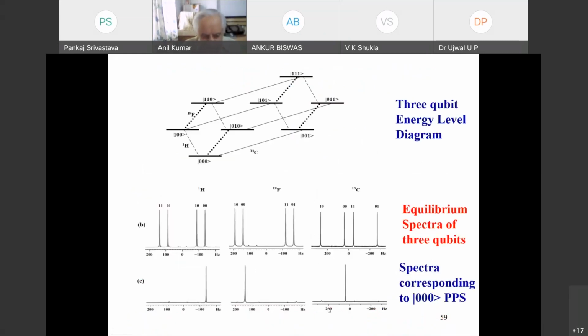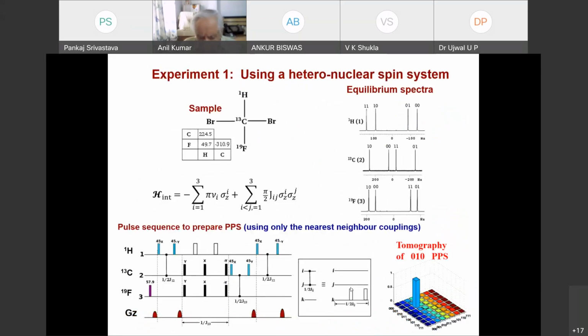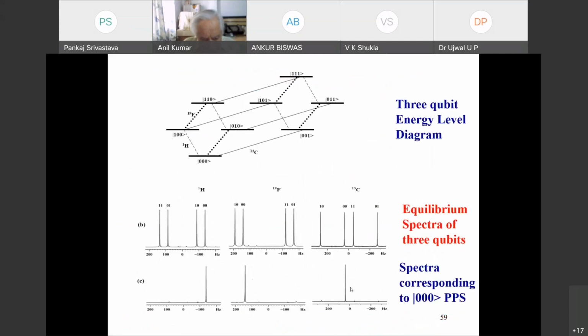Yeah. Here's the result. Here's the pseudo-pure state. A pseudo-pure state can be represented by this spectrum also, or by tomography. Tomography was very beautiful. I liked the tomography, but you had to do a lot of experiments to get the tomograph. And here, to read this spectrum, one needs only 3 spectra: proton, fluorine, carbon 13, and you get 1 line each. And this is the pseudo-pure state.